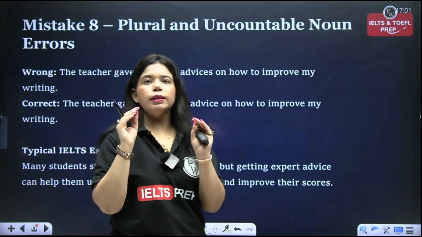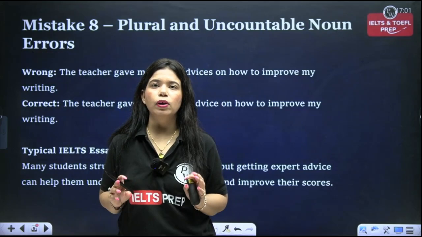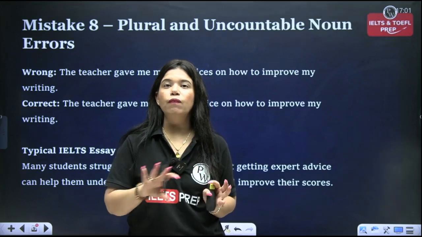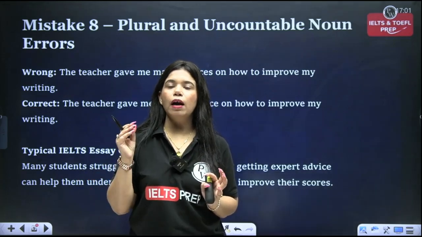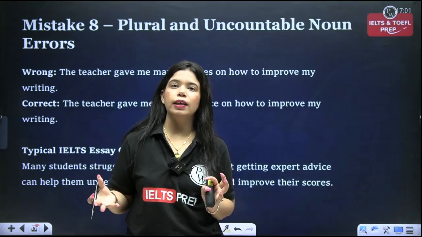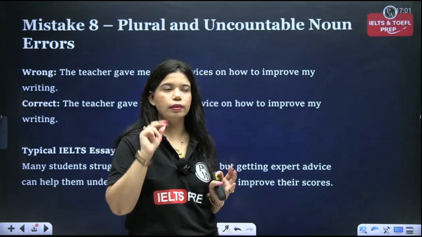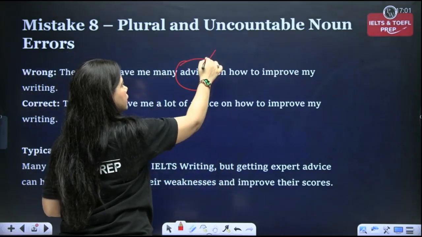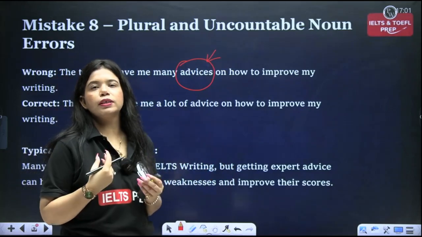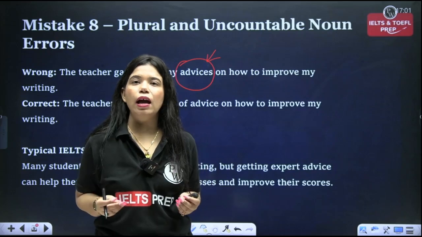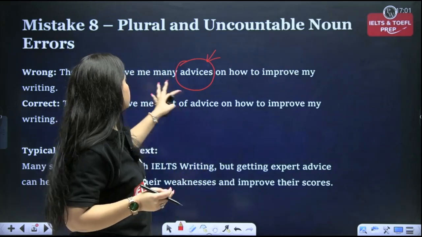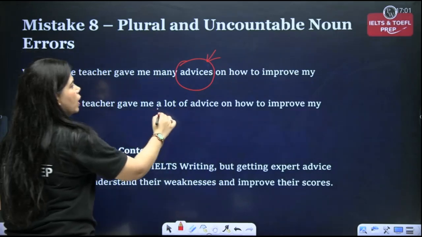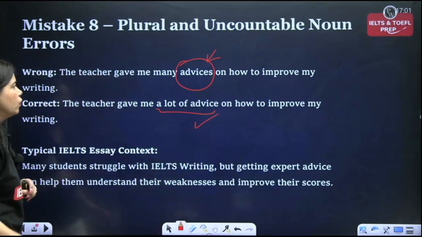Now there is one simple rule you should know about uncountable nouns. Any noun which is uncountable does not have a plural form. And if you write an uncountable noun in plural form, you will make an error. Look at this one. The teacher gave me many advices. Advice is an uncountable noun and because it's uncountable, we cannot have its plural form. So the teacher gave me many advices on how to improve my writing. No, the teacher gave me a lot of advice on how to improve my writing.